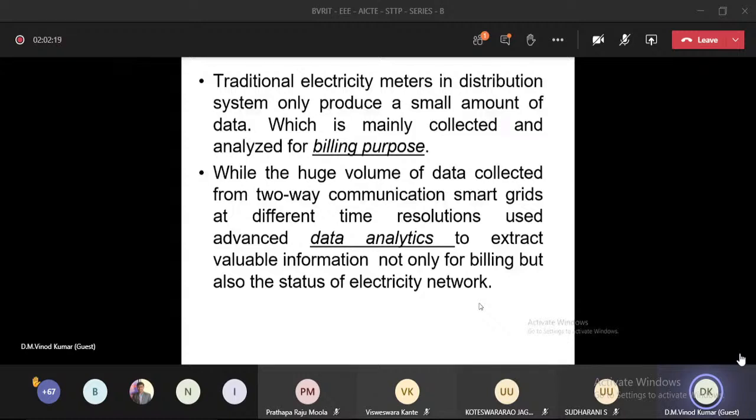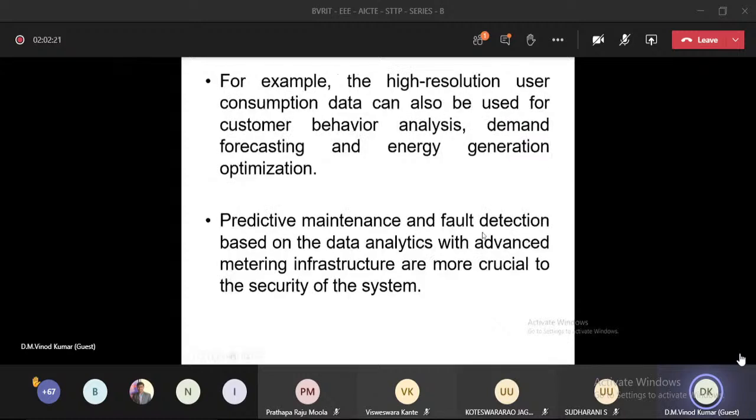Therefore, data analytics plays a vital role. For example, high resolution user consumption data can also be used for customer behavior analysis, demand forecasting, and energy generation optimization. Therefore, by using the large data we can study customer behavior, how his behavior is with respect to his load, and do demand forecasting, forecast the energy generation also, and energy generation optimization.